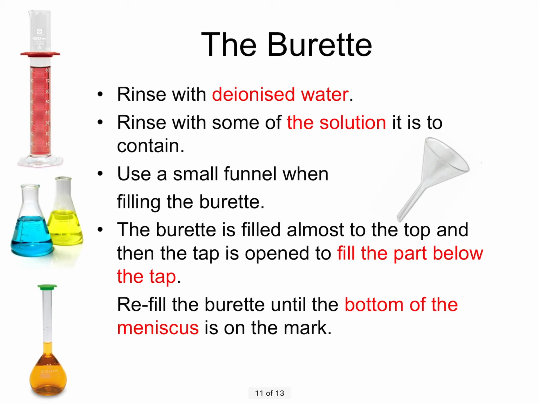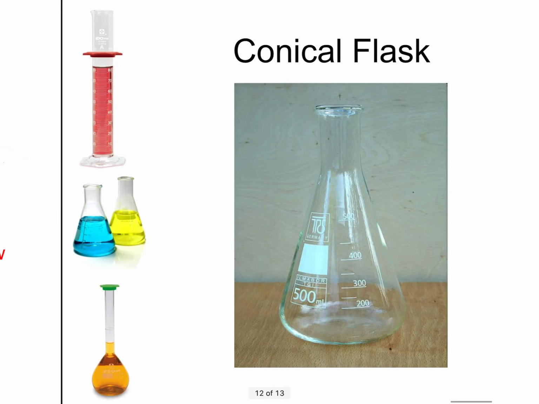Using a small funnel then, you're going to fill the burette with acid above the zero. Remember we talked about filling above the zero. Remove the funnel, open the tap, allow the acid to pour through until the bottom of the meniscus is at the graduation mark, reading at eye level. Close the tap, and this ensures the tip of the burette is full.